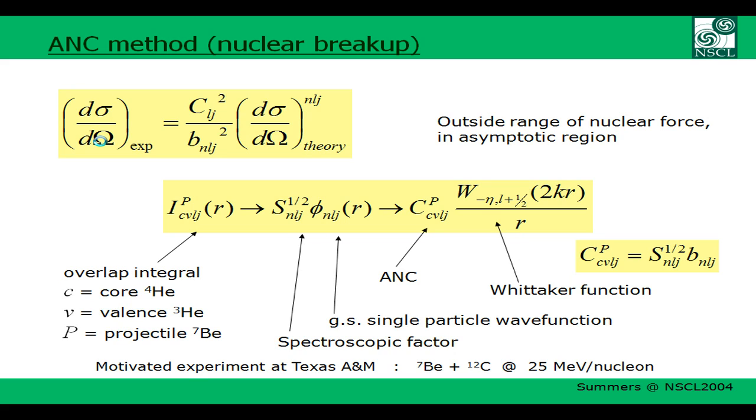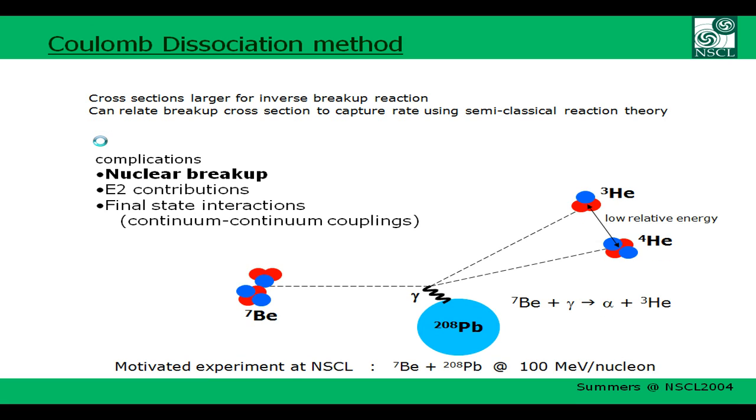So it motivated an experiment of beryllium-7 on carbon at 25 MeV per nucleon. The previous one was an experiment at NSCL of beryllium-7 on lead at 100 MeV per nucleon.